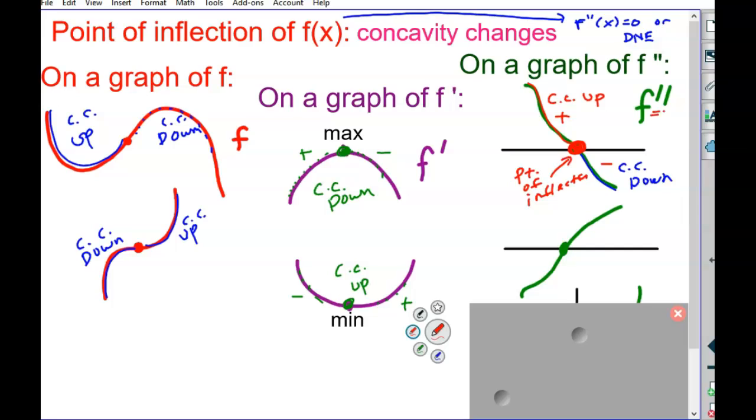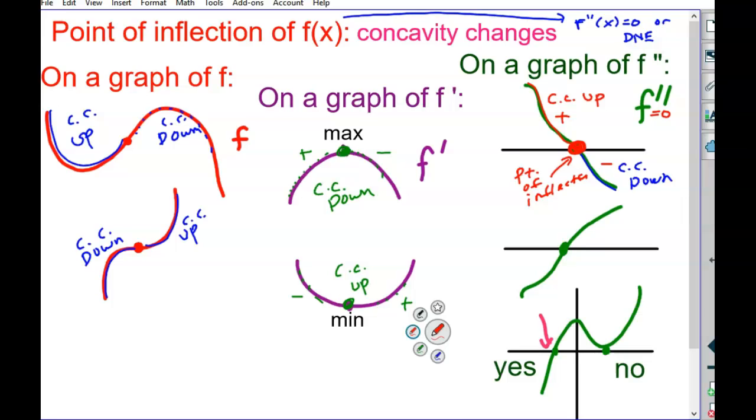Because the second derivative is equal to 0 there. And same thing here, we could do concave down to concave up. Here you would have the point of inflection because concavity changes. But here, we don't have a change. We go from positive to positive, so we would call this not a point of inflection. You do have to check for the sign change. All right. So that was a very quick review.